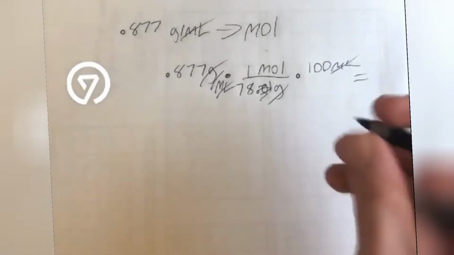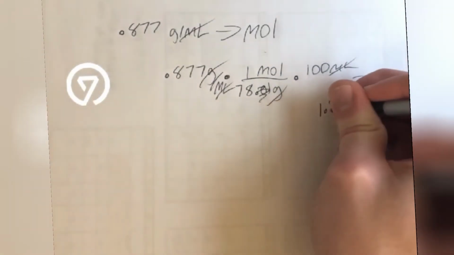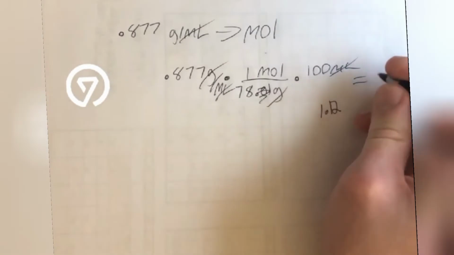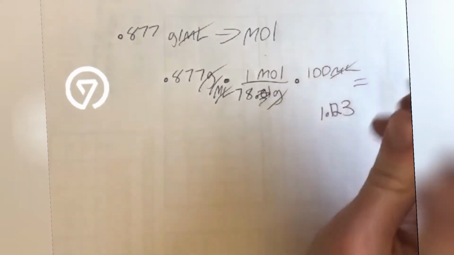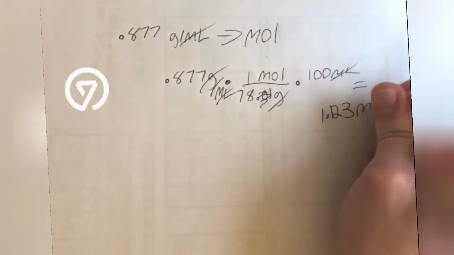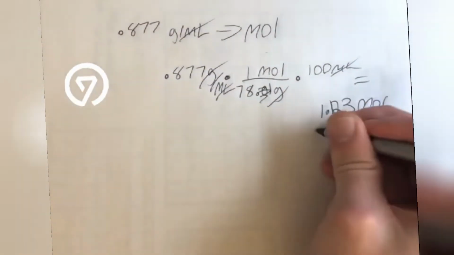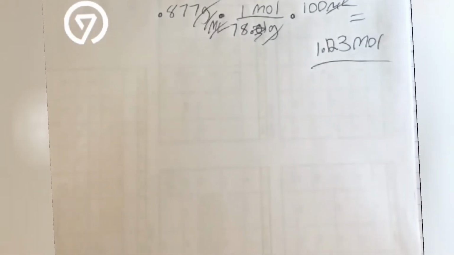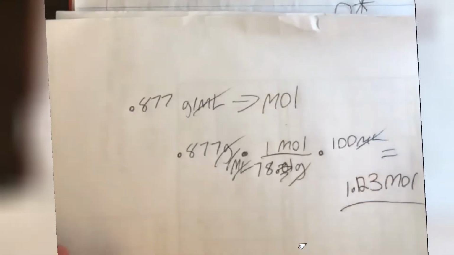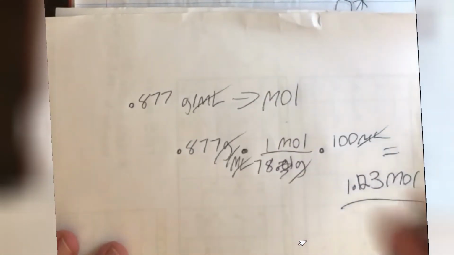Alright, so what you should end up with, at least if you're like me, and I'm not the smartest tool in the shed, so hopefully you're not like me, is 1.123 moles. So that's what we've got for the first one. And now, for the rest of it, I realize I covered the problem completely.